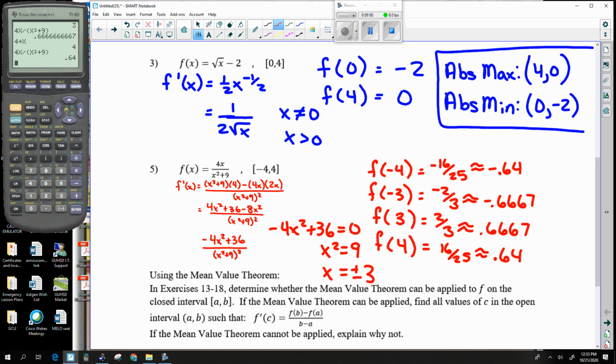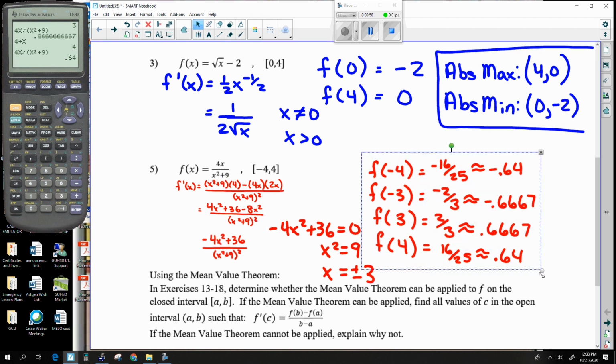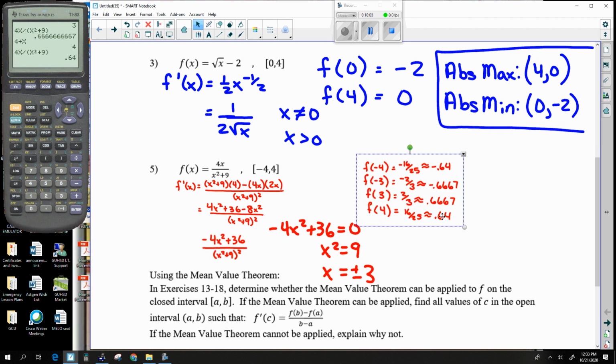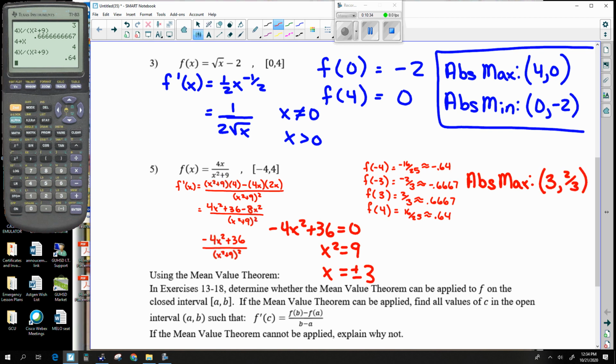I write decimals down just because it helps me identify what is actually larger or smaller. It gets a little convoluted when you're dealing directly with just the fractions themselves. So I can easily and quickly see that 0.66 is smaller than 0.64. All right, so this is going to be my minimum, and then my maximum is going to be this 0.66. However, I'm going to report the fractions as my answer. So my absolute max is with positive, so that would be at 3, 2/3, and the absolute min is going to occur at, sorry, distracting myself, -3, -2/3.